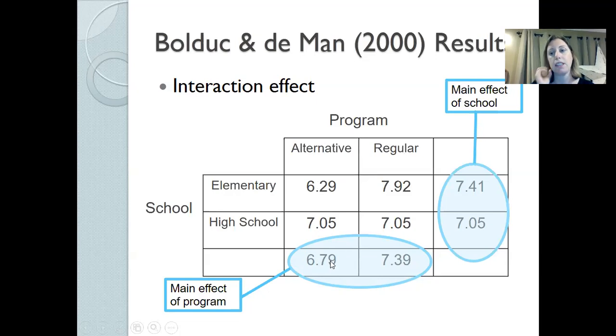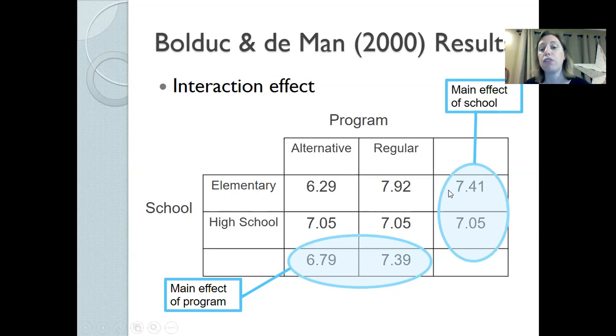So one way to think about this is, if I want to look at the main effect of program, I know my levels of program and I need a number for each level. So I'm averaging down because I need to know the average for alternative and the average for the regular program. If I want to know the main effect of school, my goal is to get a number for elementary school and a number for high school. I don't care about program, so I'm averaging across program.